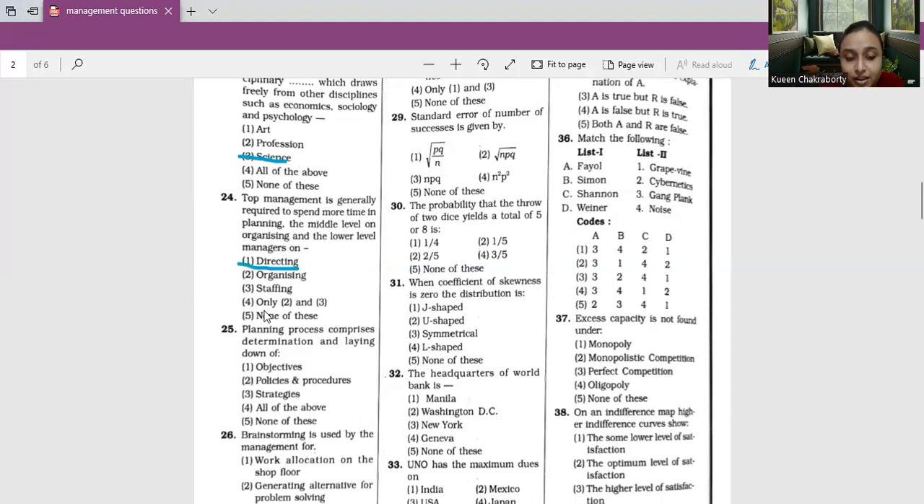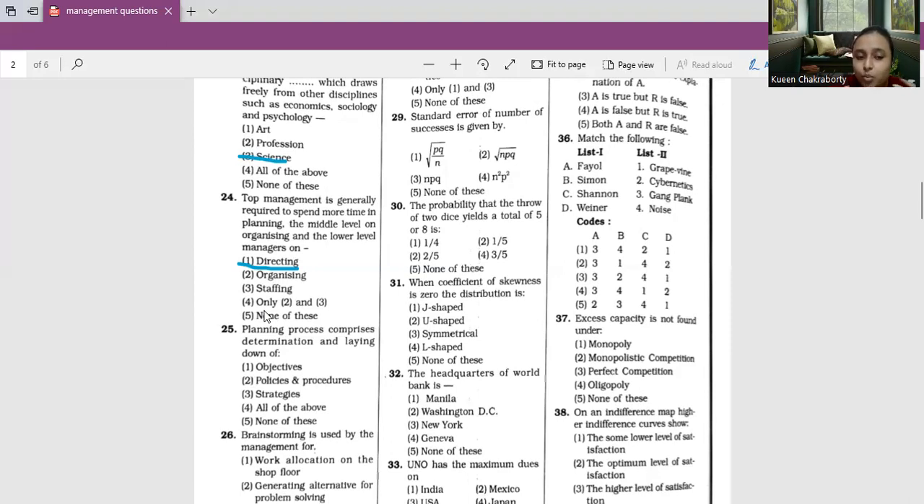Planning process comprises determination and laying down of objectives, policies and procedures, strategies, all of the above or none of these. Now, what is planning? Let's come to the definition or the concept of planning. Planning is the process which involves determination of objectives, how they are going to be laid out, the strategies, the policies, the rules and regulations, programs, how it is going to function, the budget, how it can be executed, the decisions, everything.